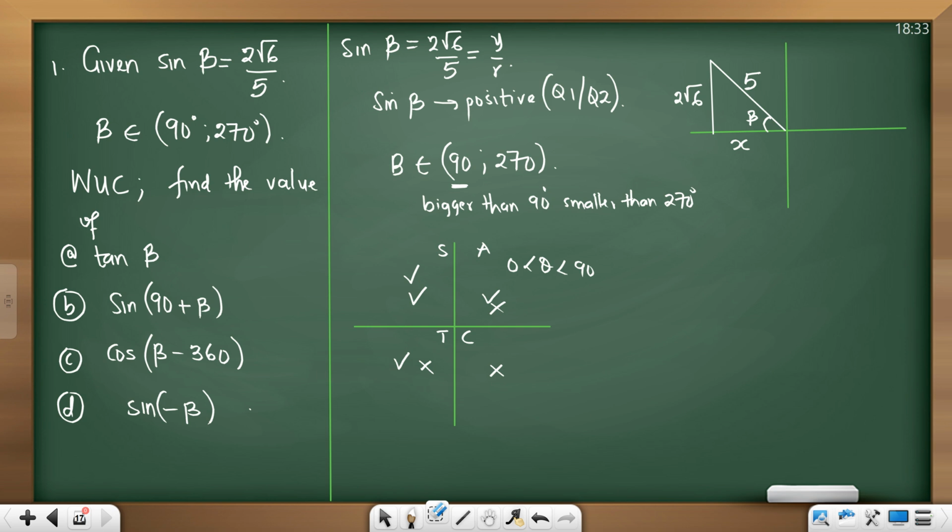We have 2 things that we needed to deal with. Is sine positive or negative? We saw that we're given a positive sine. We said that one is between quadrant 1 and 2. Then between 90 and 270 is between quadrant 2 and quadrant 3. I look for what is common. I am now sitting at quadrant number 2. If we can get this right, we are having a good start.